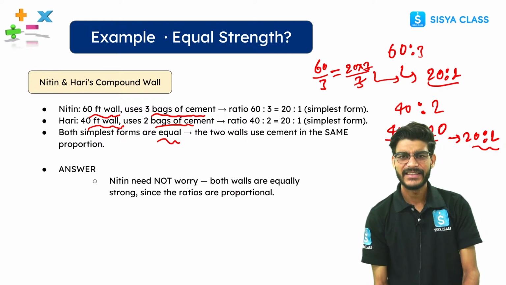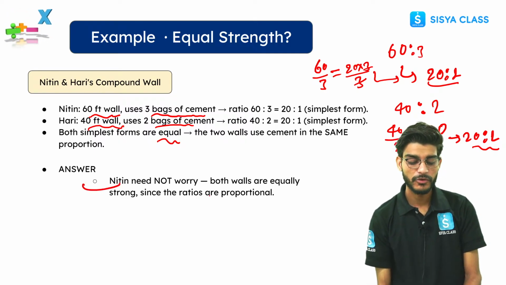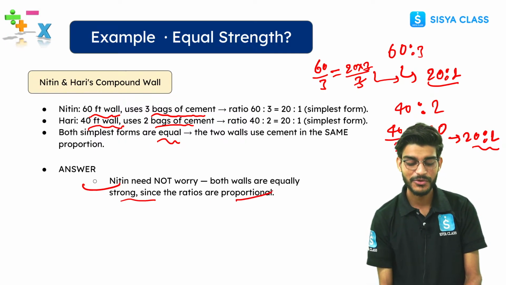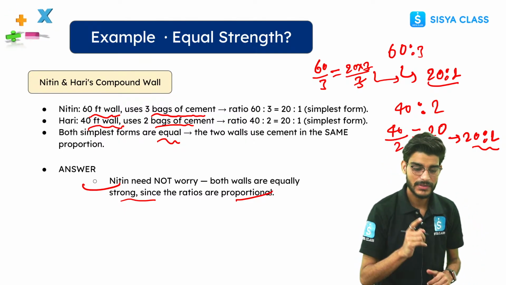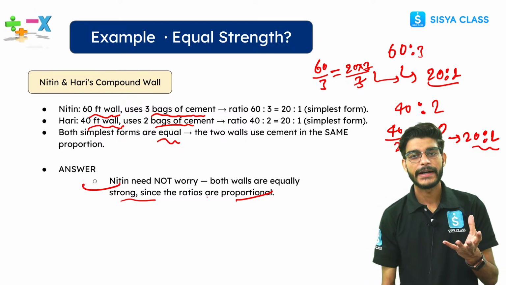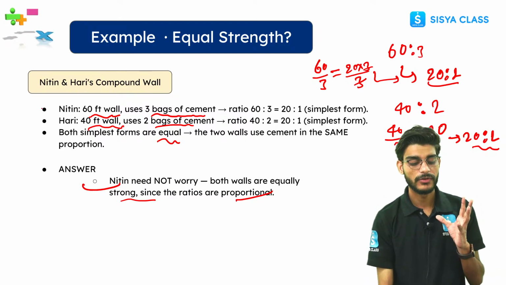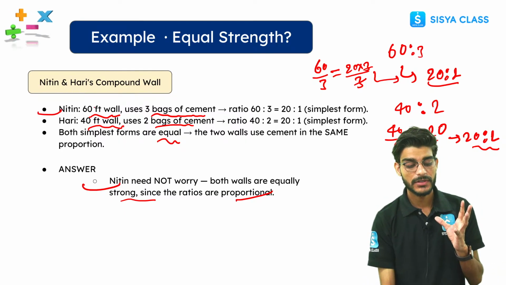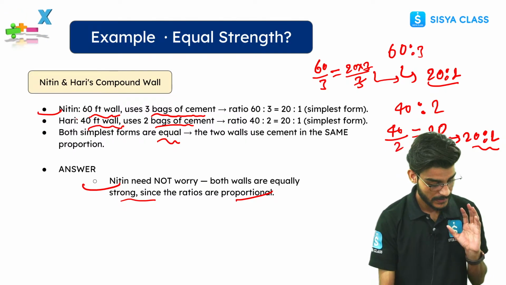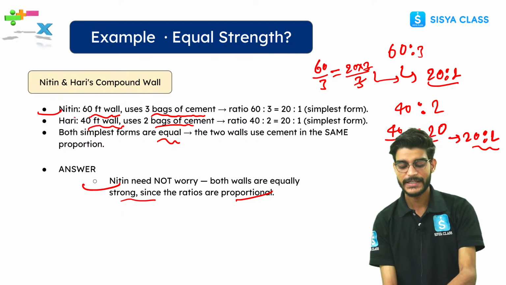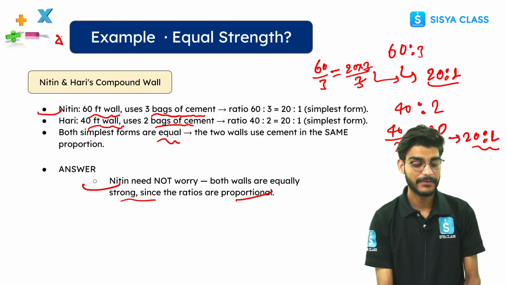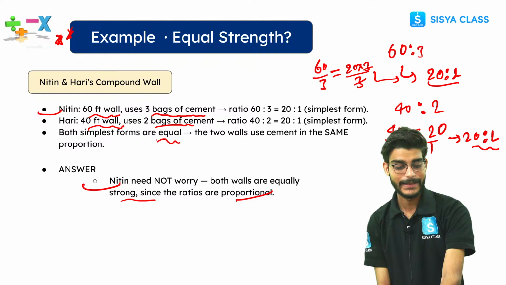So Nitin does not need to worry here. Both walls are equally strong since the ratios are proportional. So if ratios are proportional, both are equally strong. You observe that the ratios of Nitin and Hari are equal. That's it. This was the example of equal strength given in your NCERT. I think this is clear to you.